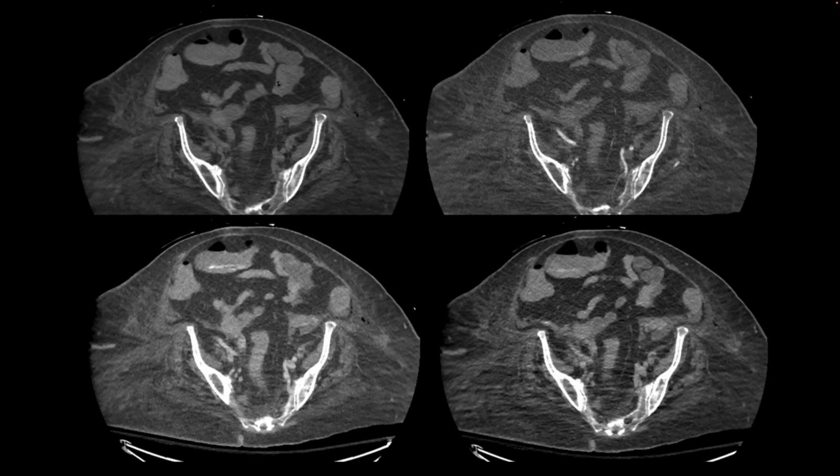Here is our next patient, and we performed a multiphasic study starting with a non-con followed by arterial, portal venous, and delayed phase, and we find that there is extravasation of contrast right here in the transverse colon that becomes more intense with time, and the blood dissipates inside the lumen.